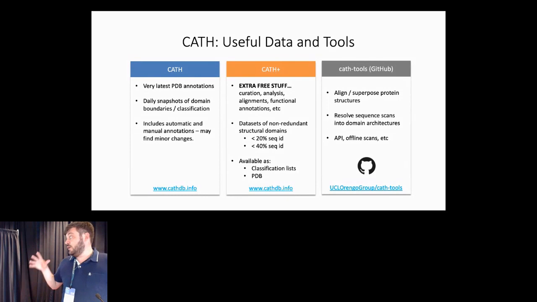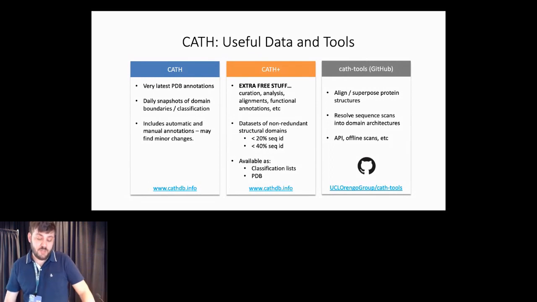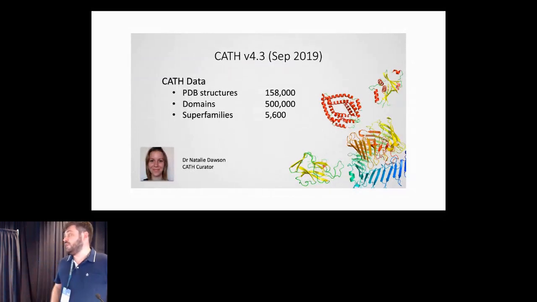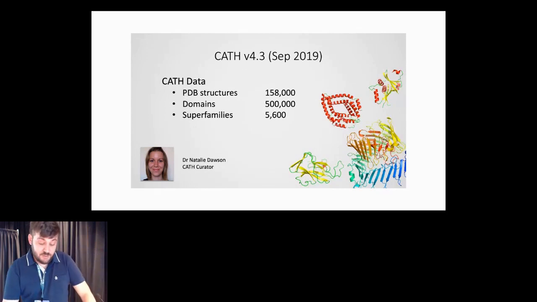All the code that we use is open source. It's available on GitHub and called CATH tools, and you can use our own tools that we use for aligning and superposing protein structures, or resolving sequence scans using HMM libraries. There's also a whole lot of documentation on our APIs. So our latest release was CATH 4.3. That consisted of 158,000 PDB structures chopped into 500,000 individual domains classified in 5,600 superfamilies. This is just a general idea of the size of the data that we accumulated over 25 years.